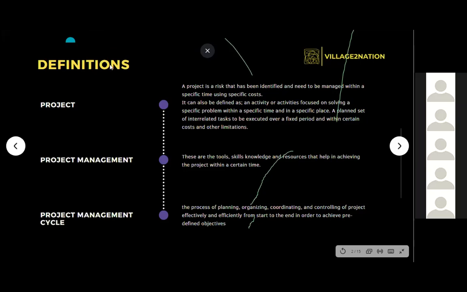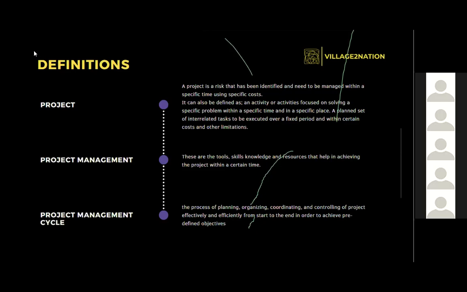Yes. So there's project management, and then there's a project cycle, which you're going to be covering. So really, project is a risk that has been identified and needs to be managed within a specific time and using specific resources or costs. So that's where you stand. And the reason I'm defining it with an inclusion of risk is because whether you're setting up an NGO, a CBO, a business, or an initiative, there's a risk element.